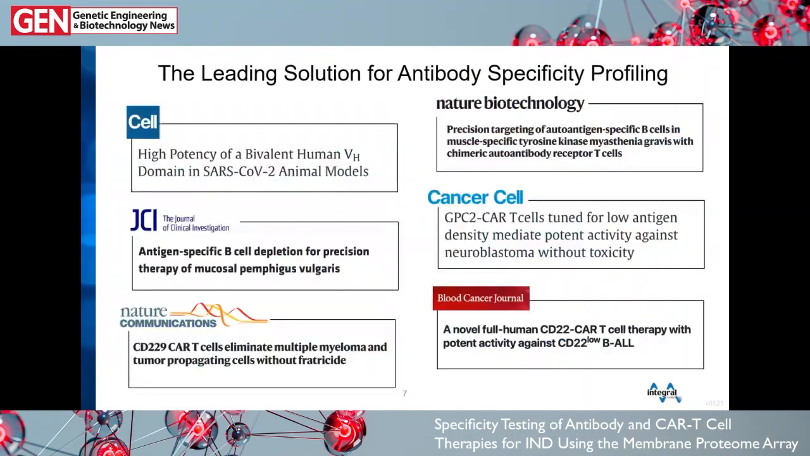We have a lot of customers who have had successful IND submissions using the MPA data, and a number of them have actually published their preclinical work. And these are just some of them shown here. MPA data is included in all of these publications, and as I mentioned, a lot of these have been successful and are currently in the clinic.